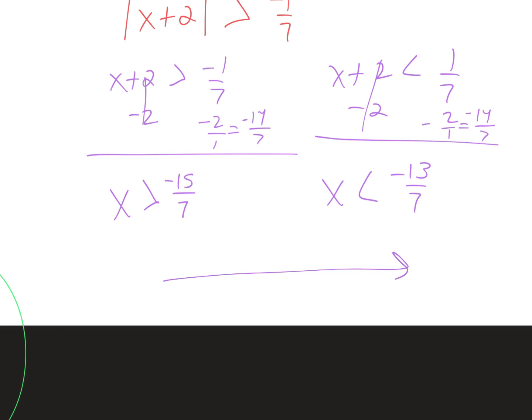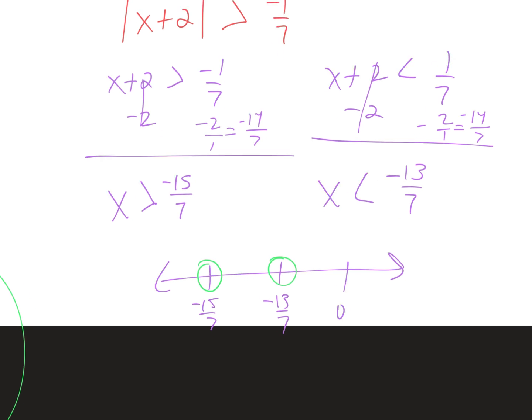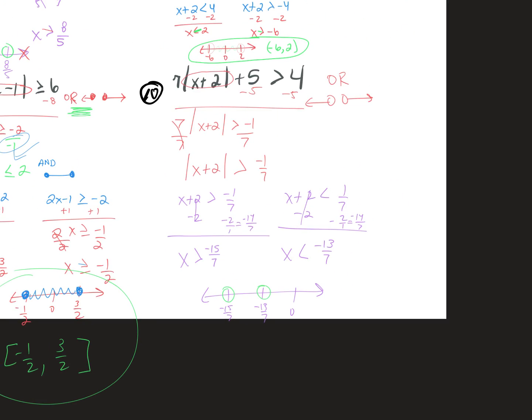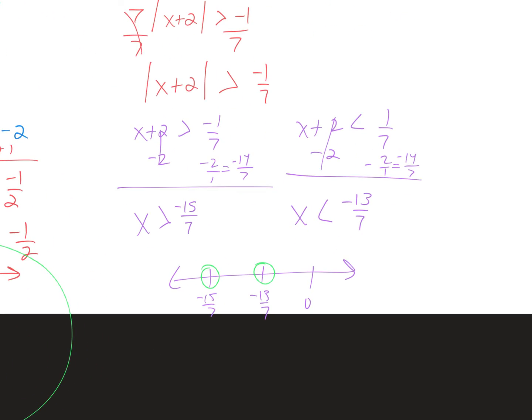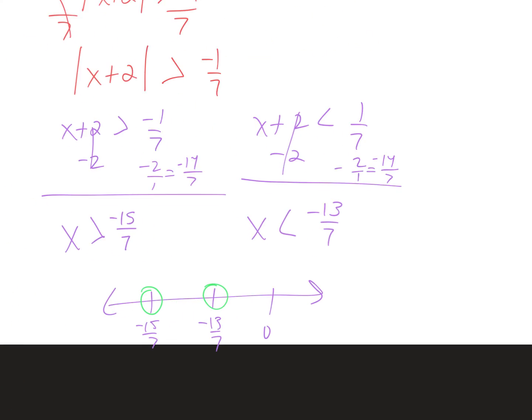So when we go to graph this, negative 15/7, negative 13/7, and 0. What kind of dots did you say we had? Open. Where do I color? From the original, what did it say? Opposite, okay, so it goes this way, it goes this way.